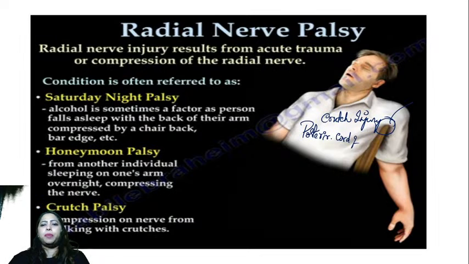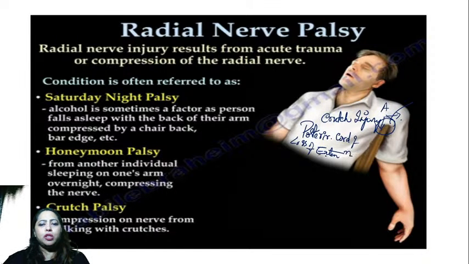Since the radial nerve is present on the posterior aspect, it emerges and goes downwards. Axillary would go upwards to supply the shoulder joint. Radial comes downwards to supply the backside. So that is where it gets injured, and that results in loss of extension.